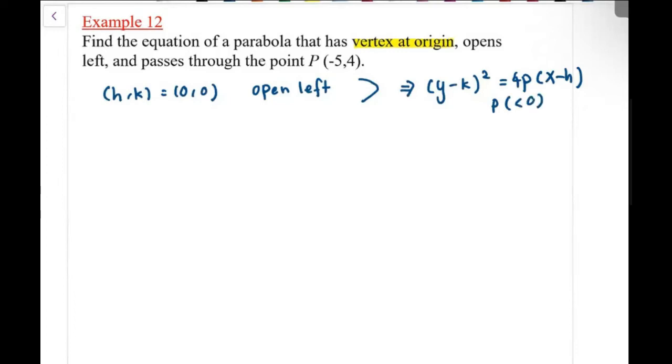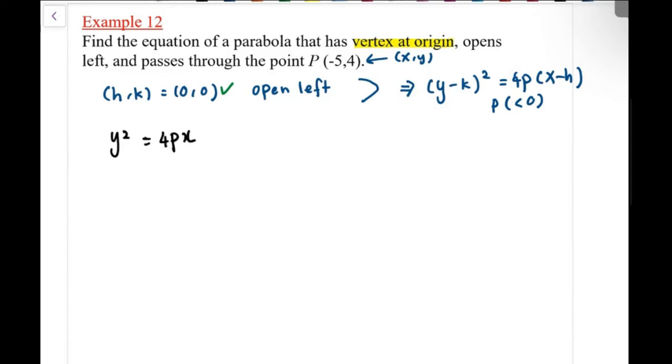And then passes through the point. Kalau point, itu kita boleh masuk kat tempat XY je. Tak ada tempat lain kita boleh masuk. Okay, so kita guna first hint dulu. Vertex HK is 0, 0. So substitute this into the equation. Now we would have Y squared equal to 4px.